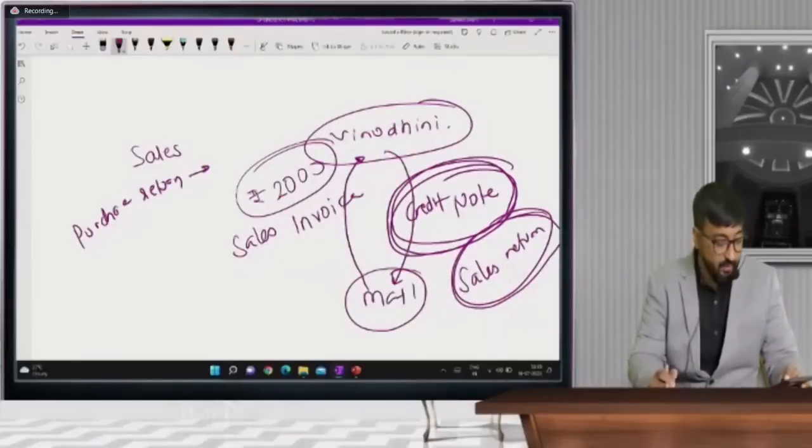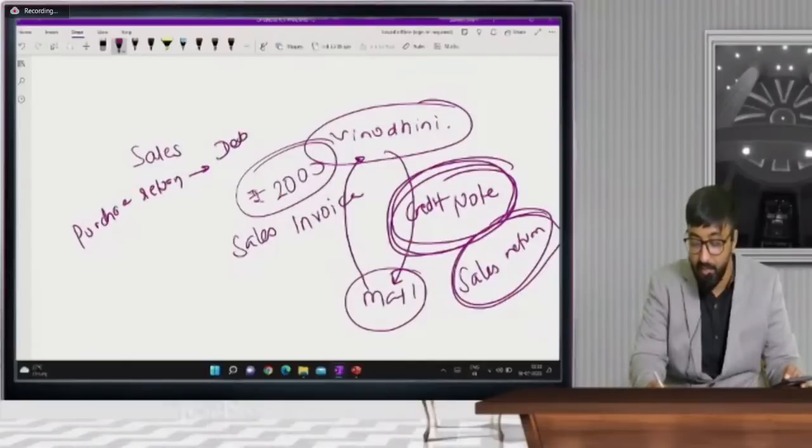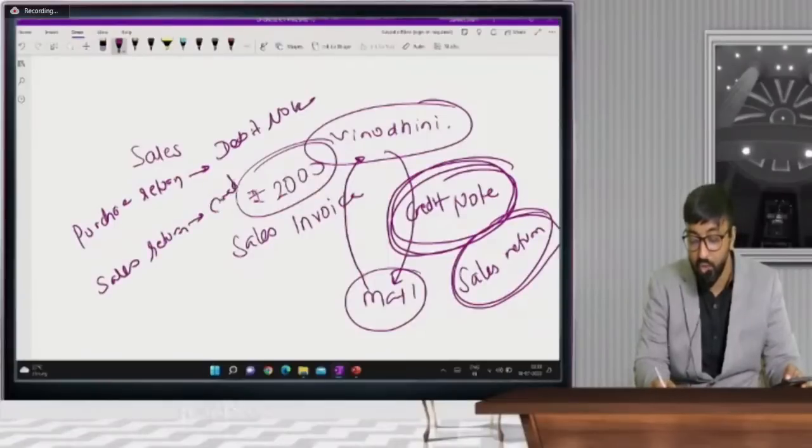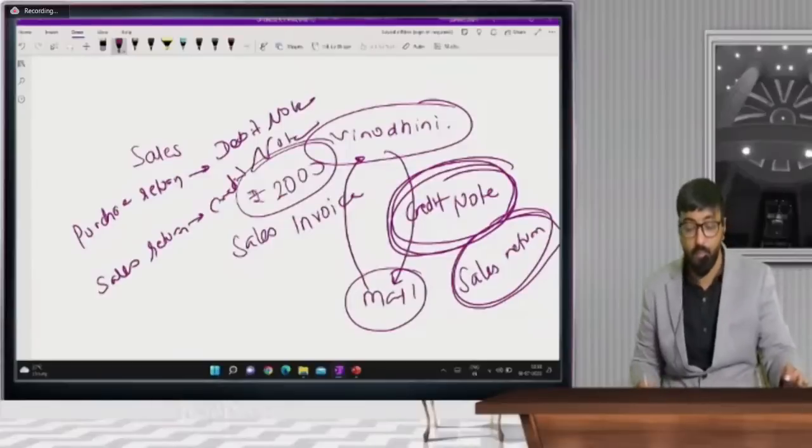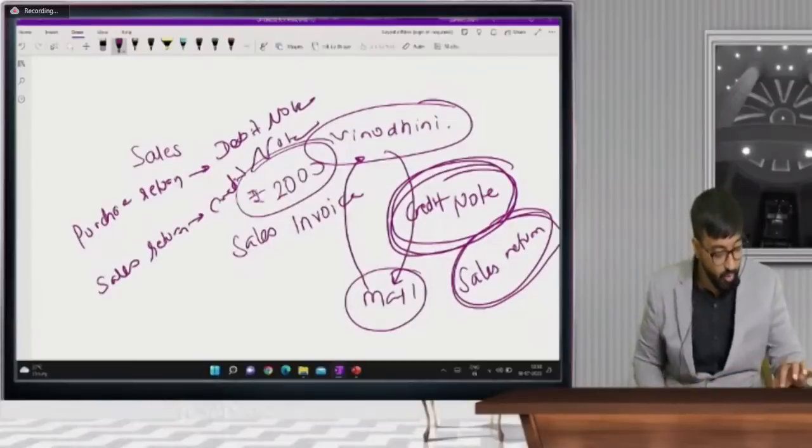Purchase return, beta, Chitrank, wait for some time. In purchase return, which note? Everyone, you have to write it in the comment section. In case of sales return, which note are you issuing, beta? You are issuing a credit note. Very good, write it in the comment section.